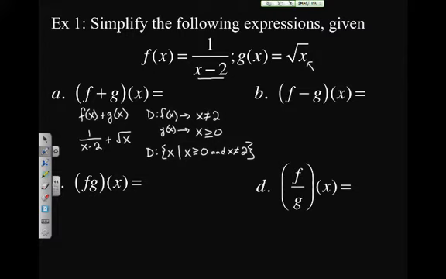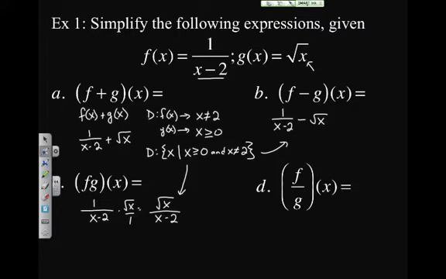Looking at part B, again, we've got f of x minus g of x. So this is just 1 over x minus 2 minus the square root of x. And as we see that, our domain, again, if you remember, it was just the intersection. Anything that we can plug into both of those functions is okay to plug into the subtraction. Part C, f times g of x. So again, 1 over x minus 2 times the square root of x. Well, this one we can simplify a little bit because this is square root of x over 1. That just gives us the square root of x over x minus 2. Again, the domain, it's just the intersection of those.